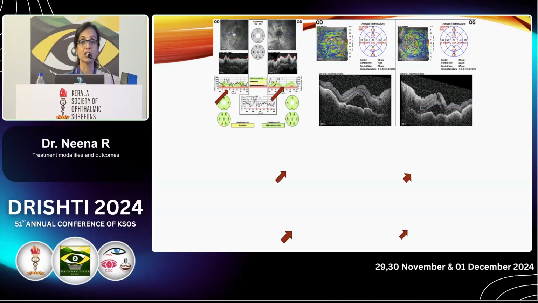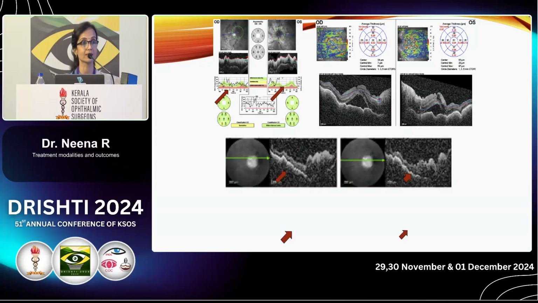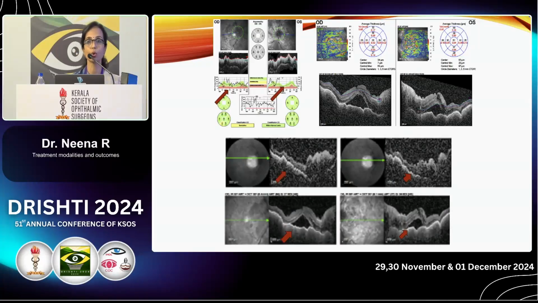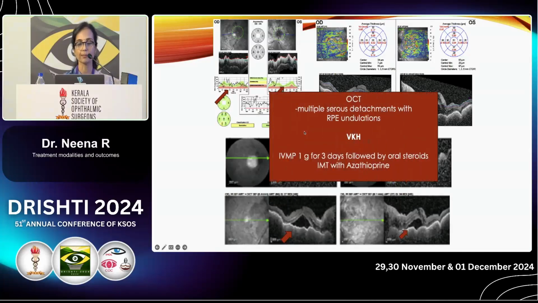So that's when we decided to have a second look, and this is where OCT really helped us. A very important thing is you have to do a dilated fundus examination, see beyond the disc. So she has this condition in which you get multiple serous detachments, and you see these RPE undulations. She's not having any neurological condition. She's having VKH, Vogt-Koyanagi-Harada disease, because of which she's having multiple serous detachments, and these RPE undulations are very characteristic of VKH. So she underwent IVMP for 3 days followed by oral steroids, and she's currently on azathioprine for her condition. So very important, please do not miss the dilated fundus examination.